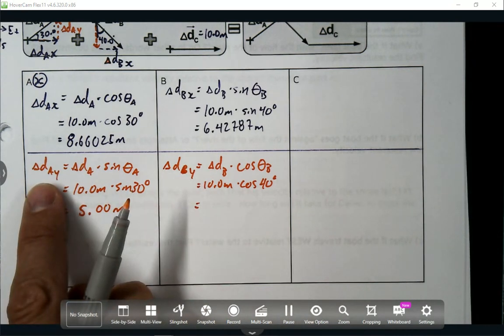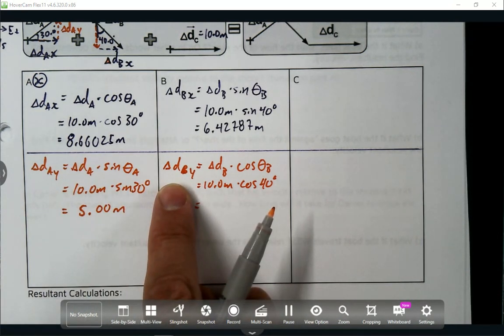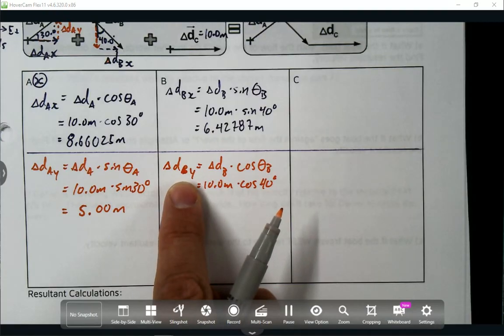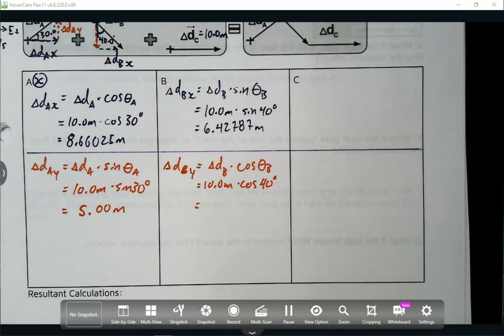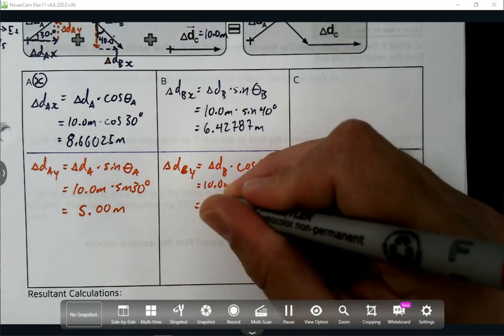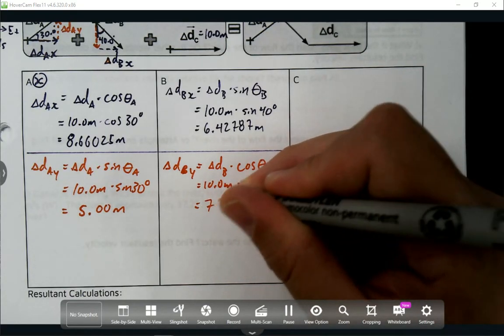My D's are all lowercase, and I'm being consistent about how I'm using my subscripts, okay? Be careful about your notation. People want to be able to follow it. Anyway, what's delta dBy? Somebody who's got it. Yeah? 7.66044. Nice.